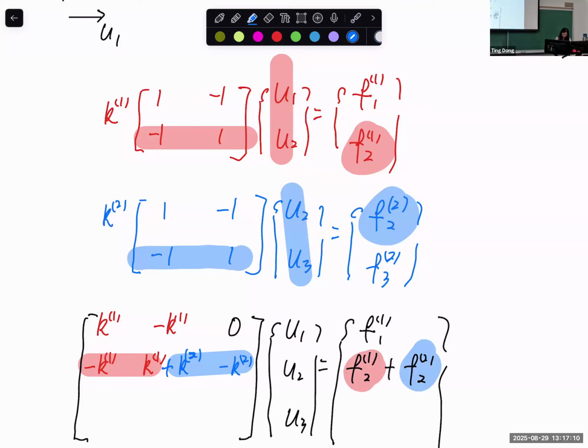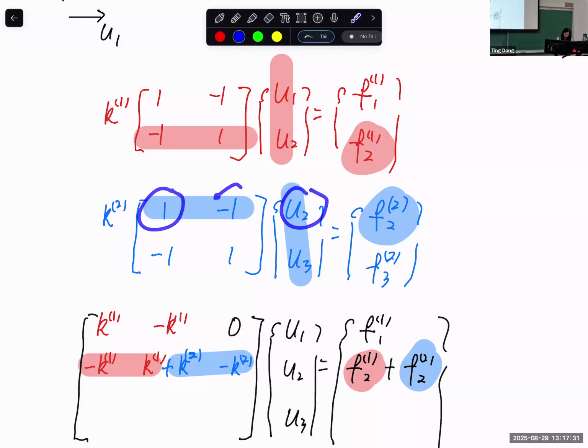And maybe this is making it more clear. And the blue area is the second. For this one, it's K2, U2 minus K2, U3 equal to F2 for element 2. So now we have the second row of the matrix.